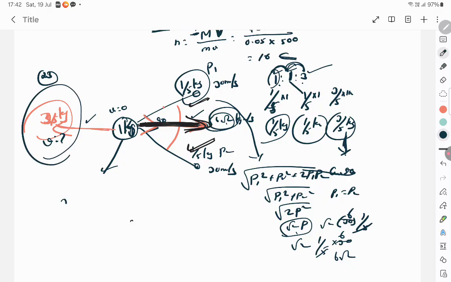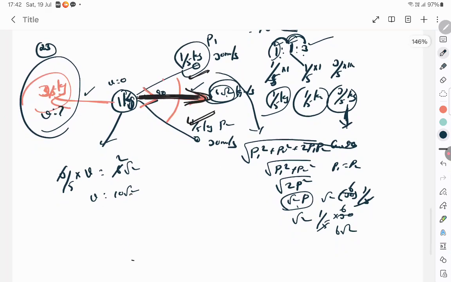Even if we consider like that, 3 by 5 of the unknown velocity should be equal to 6 root 2. 3 2s are 6 and v is equal to 10 root 2. I'm still getting the same answer. 10 root 2, and root 2 is 1.414. So I'm getting 14. Yeah, the answer is right. So this is the answer, 14 meter per second.